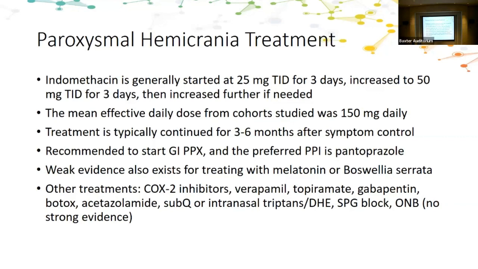Of course, it's recommended that you start GI prophylaxis, because indomethacin can be quite harsh on the stomach, and the preferred PPI for this is pantoprazole. There is some weak evidence that treating with melatonin or Boswellia serrata can also be helpful, but we know the response for indomethacin is better. However, if there's somebody who can absolutely not tolerate the indomethacin, those would be supplements to potentially try. Other treatments include the COX-2 inhibitors, verapamil, topiramate, nerve blocks, et cetera.